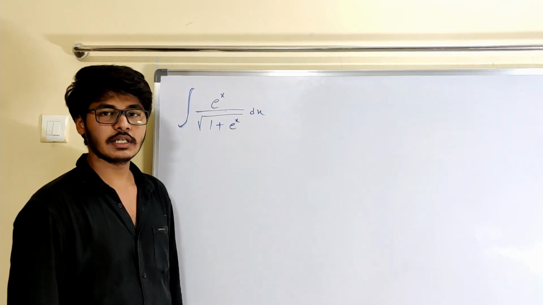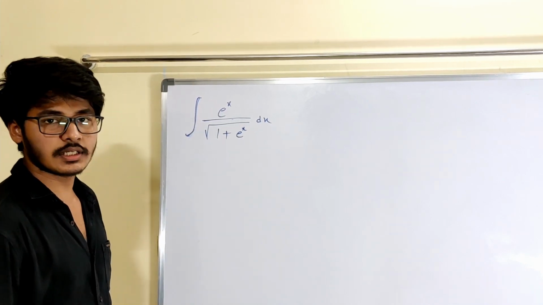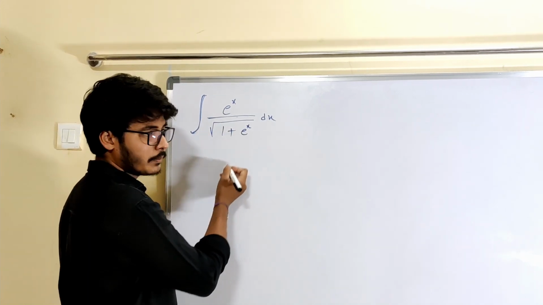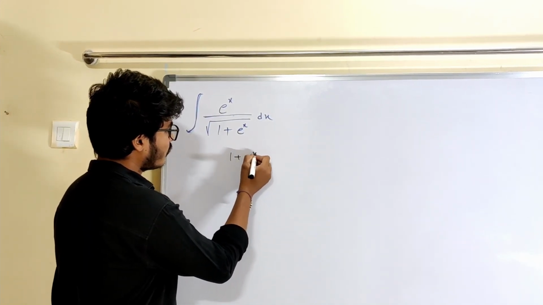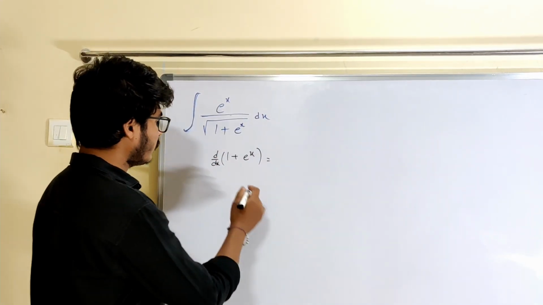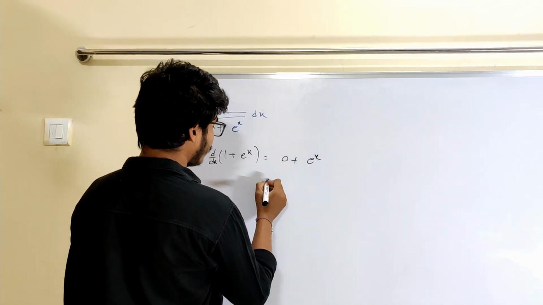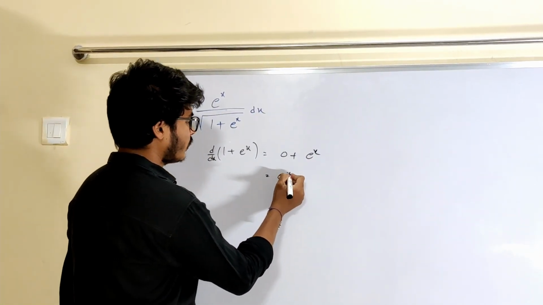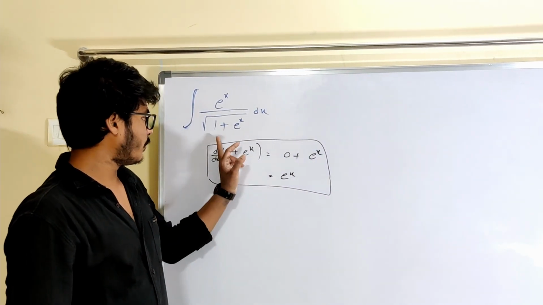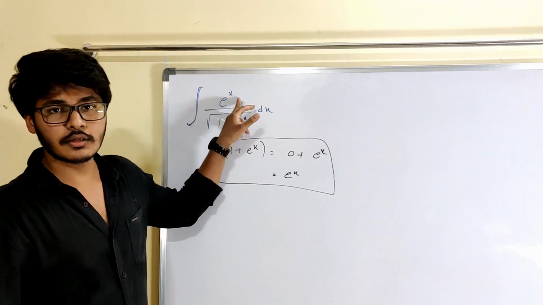Here the question given is integral e power x by square root of 1 plus e power x dx. Now we will see how to solve this question. First we differentiate the 1 plus e power x. Here d by dx of 1 plus e power x is d by dx of 1, which is 0, plus d by dx of e power x, which is e power x. So d by dx of 1 plus e power x is e power x. As you can see that by differentiating 1 plus e power x we are getting e power x. That is nothing but the numerator.